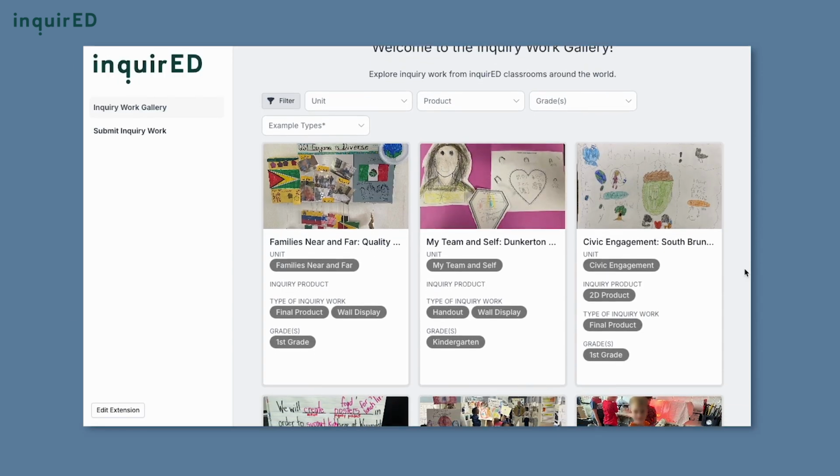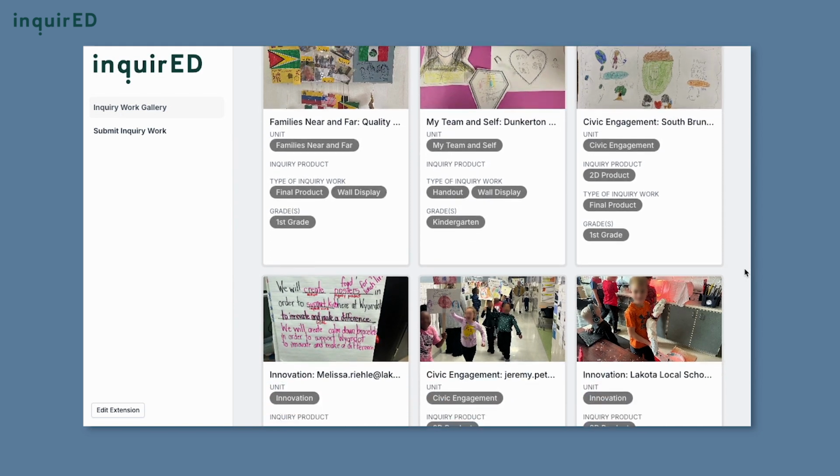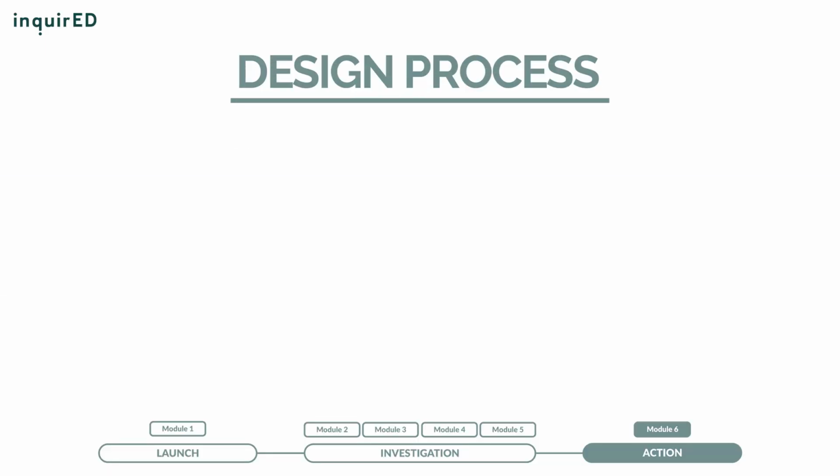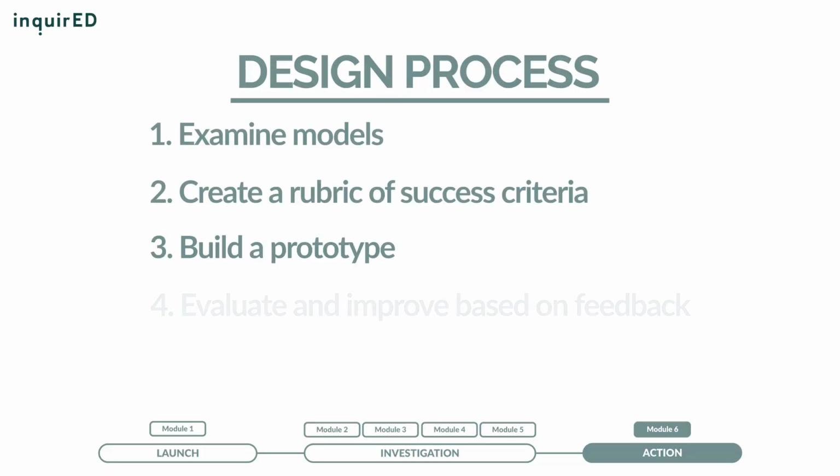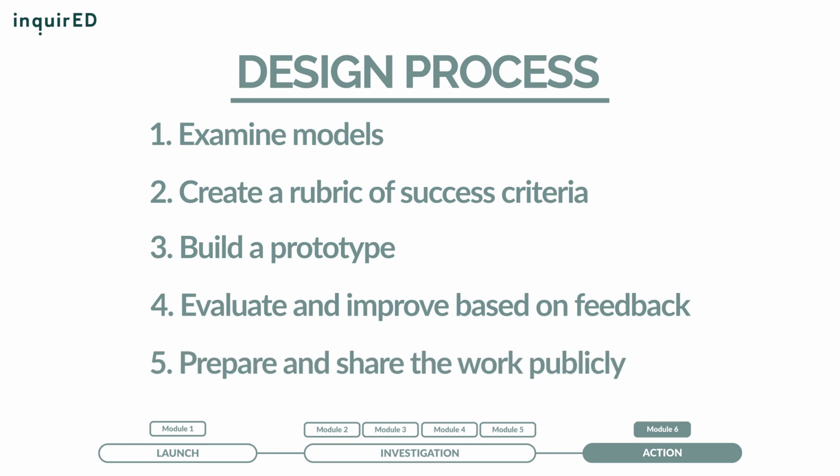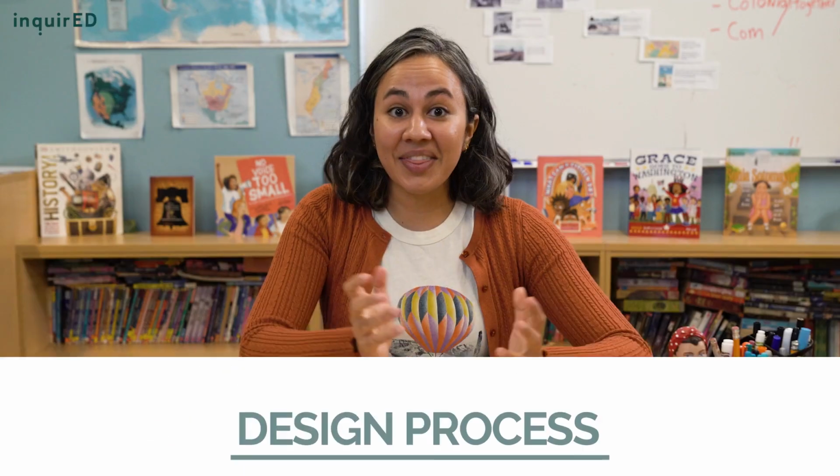These examples come from Inquire Ed's partners across the country and around the world. Whatever product they create, Module 6, the Action module, will guide students through the design process step by step. And that's a quick overview of the Our Changing Landscape inquiry.